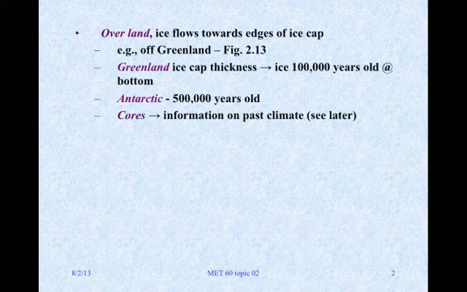Now, let's think about what's happening over land, and we can think about figure 2.13. Figure 2.13 is one of the figures in the book that I don't have access to, but you can look at it for yourself. It's on page 33. We have Greenland, and Greenland is covered by a vast thickness of ice. And here's something to think about.